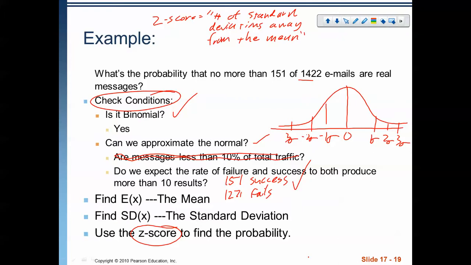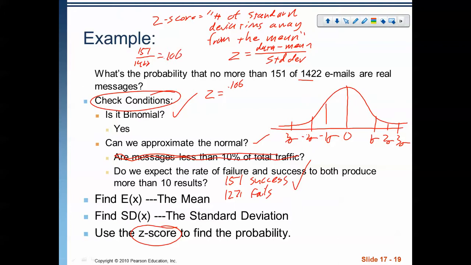And we need to calculate what that is. And we had a formula for that. It was z equals data minus mean over standard deviation. So we have our data here, right? Let's do this 151 out of 1,422 as a decimal. That's 0.106.